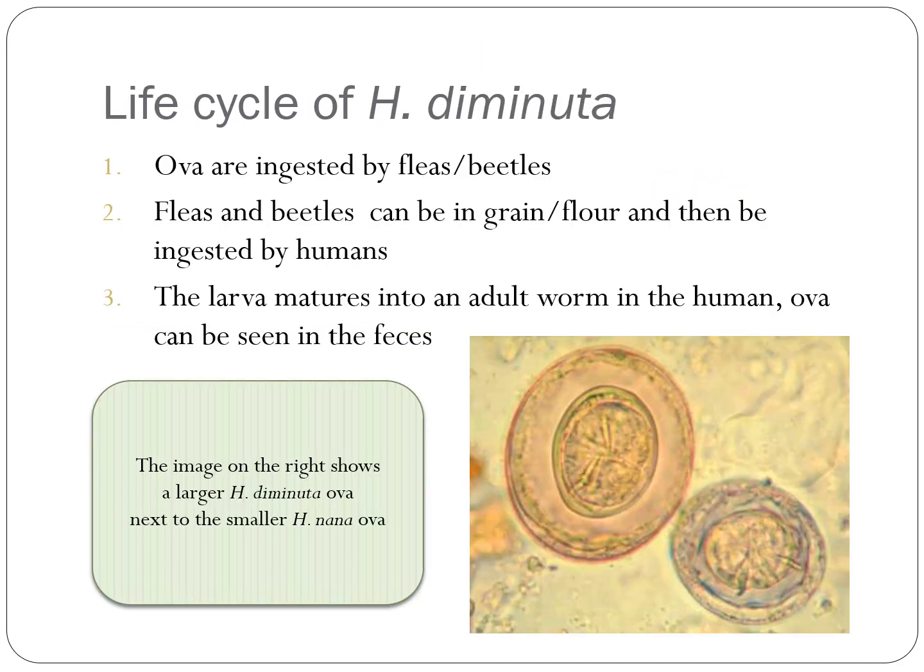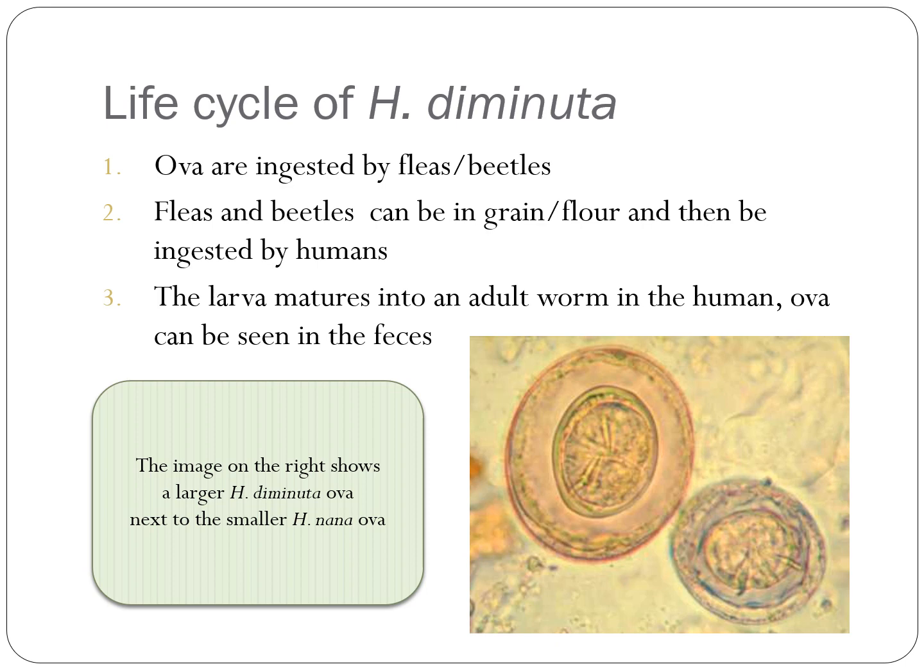Here we can take a look at the life cycle of Hymenolepis diminuta. The ova are ingested by fleas and beetles. These are the intermediate hosts. Rodents actually eat the infected insect and pass infected feces to humans who eat rat feces contaminated items. So fleas and beetles are the intermediate hosts, and rodents are, of course, one of the hosts as well. Fleas and beetles can be in grain or flour and then be ingested by humans, or you're ingesting the rat feces.